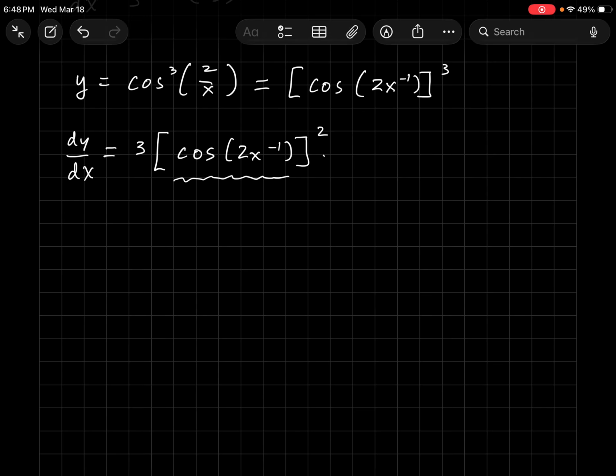So how do we do this? We do it by noticing that we have an outer function here and an inner function here, which says let's take the derivative of the outer function, negative sine, leaving the inside part alone, times the derivative of this inner part, which is negative 2x to the negative 2. You can clean this up if you like to, but this is how we do the derivative. Notice that we had a chain rule inside a chain rule.